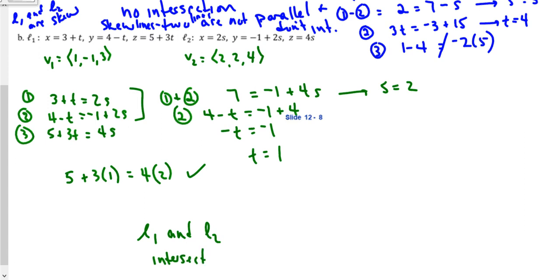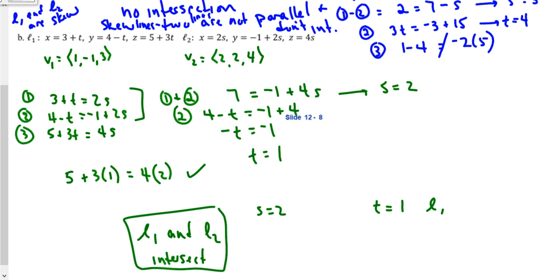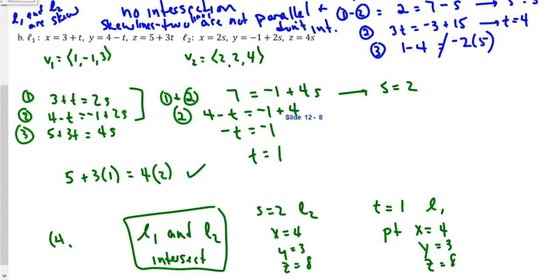Now, where's the intersection point? Well, the point they intersect at is the x, the y, and the z for those given s and t's. So we know that s equals 2 and t equals 1. t equal 1 in line 1 will give the point x equal 4, y equal 3, and z equal to 8. s equal 2 in line 2 will give x equal 4, y equal 3, and z equal to 8. So the point of intersection is 4, 3, 8.